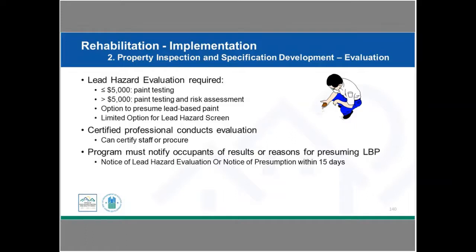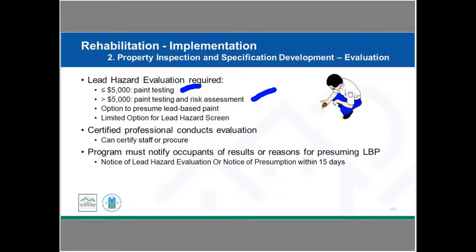Continuing on with property inspections and specifications, the evaluation part. Remember, evaluating is us determining whether there's lead in the unit or not, and if there's any lead hazard. So depending on the level of assistance, the program is going to conduct paint testing. So you would do paint testing as your evaluation if you are up to and including 5,000, or if you're over 5,000, then you're going to be doing paint testing of surfaces to be disturbed and a risk assessment. So those are different levels of evaluation.